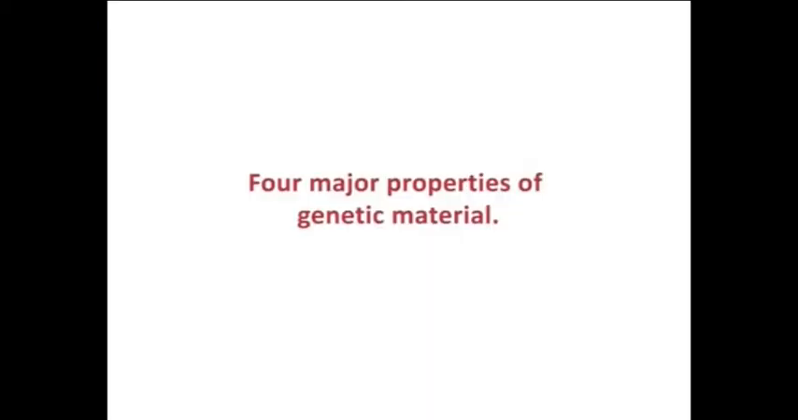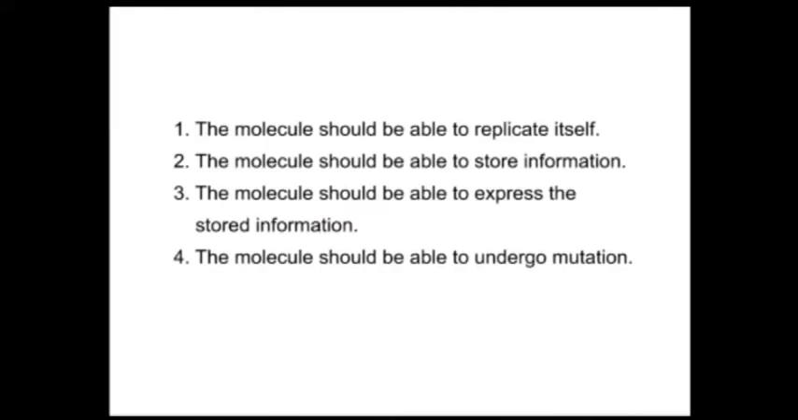As we know, evolution is possible due to heritable traits and variation. There are four major properties that a genetic material should possess, which are: the molecule should be able to replicate itself, the molecule should be able to store information, the molecule should be able to express the stored information, and the molecule should be able to undergo mutation. Apart from the above four main properties, the genetic material should be chemically and structurally stable.